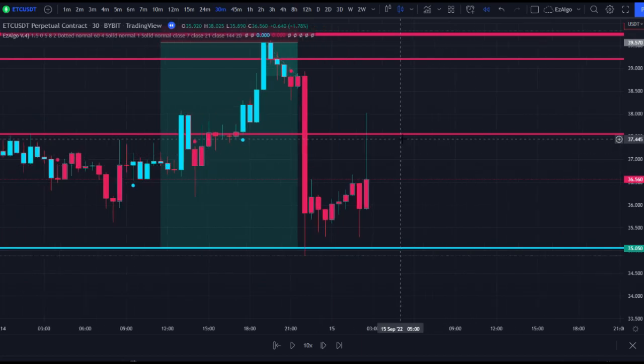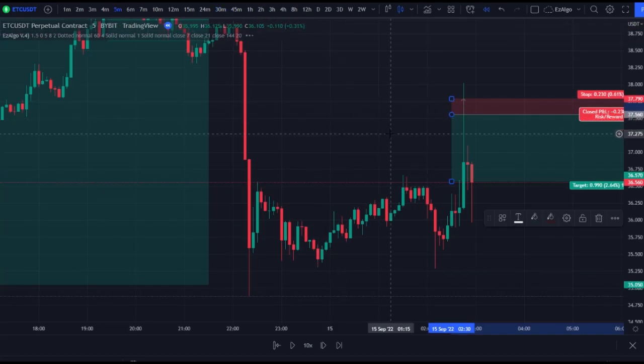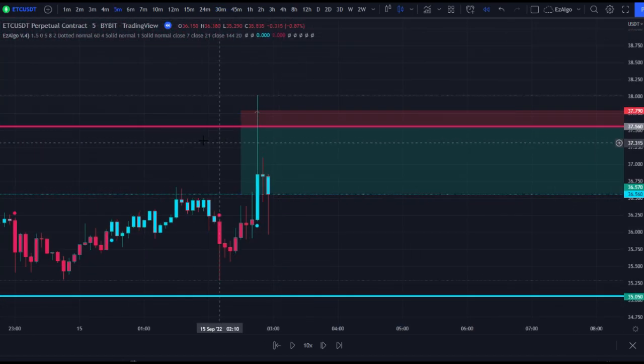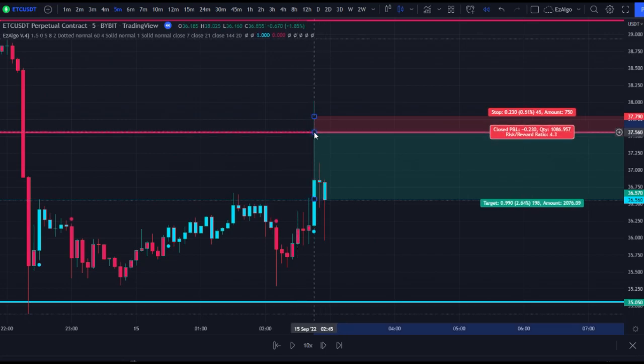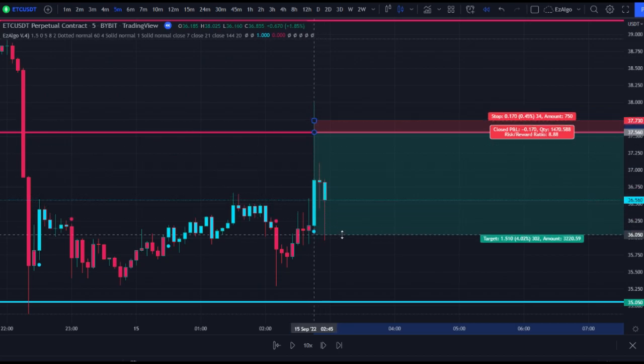Enter the swing failure of this level on EzAlgo, right? Go down to the 5 minute for entry. You know, price can reject and come back up, right? So you could get stopped out maybe once right here for 0.4, 0.5%. But as soon as you catch it, you're already up 4%, guys.